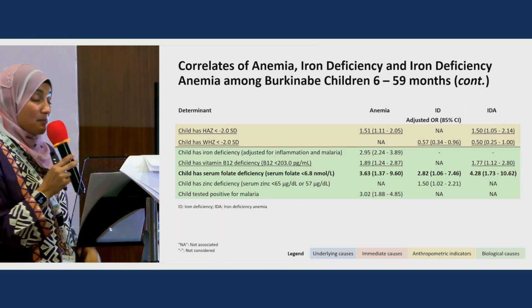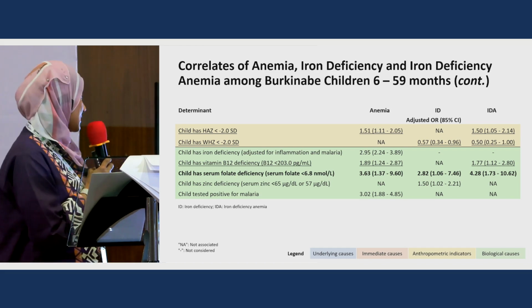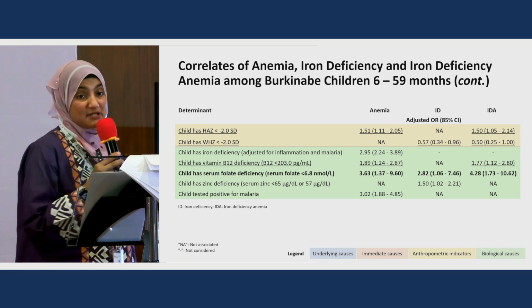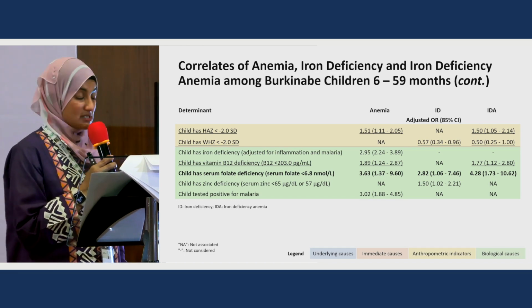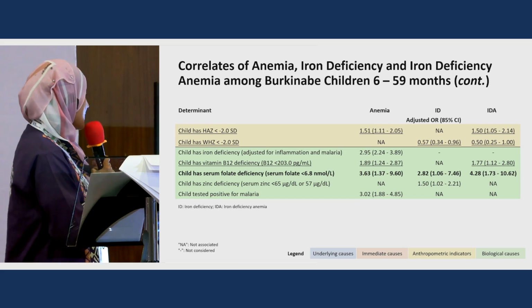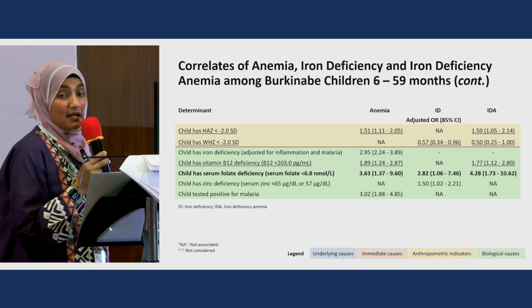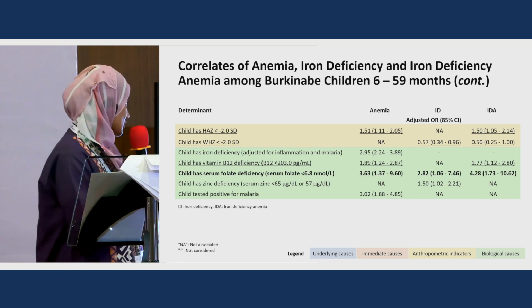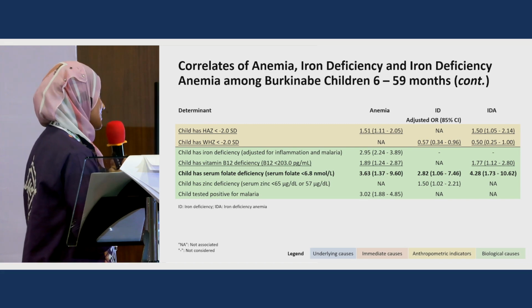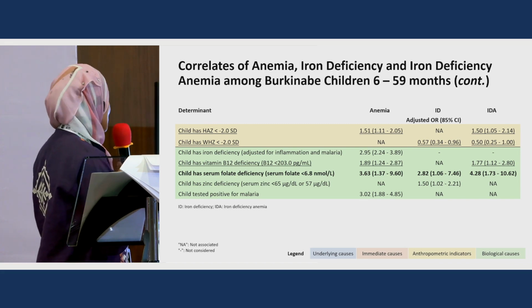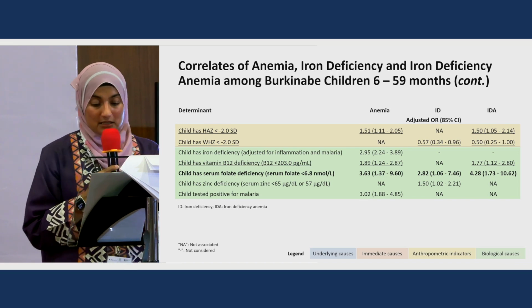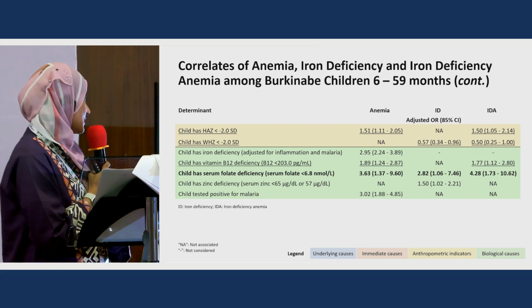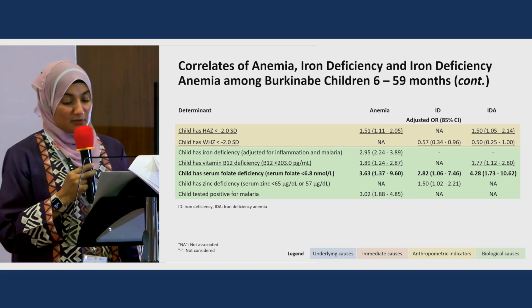Amongst the anthropometric indicators, stunting was associated with both anemia and iron deficiency anemia, while wasting had a protective effect against iron deficiency and iron deficiency anemia. And amongst the biological causes, we see that serum folate deficiency is associated with higher odds of all 3 outcomes among children, whereas B12 deficiency is associated with higher odds of anemia and IDA. And of course, iron deficiency and malaria remain significantly associated with anemia among children.